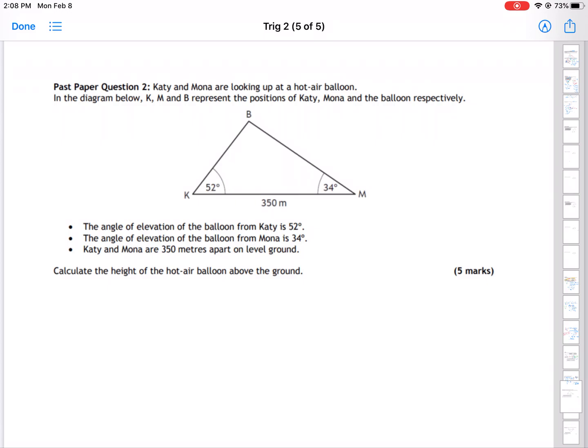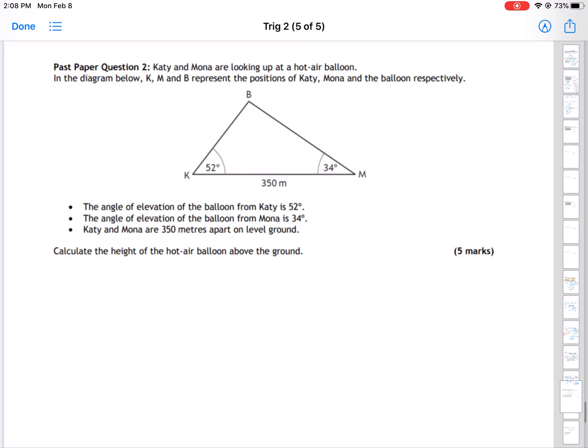So Katie and Mona are looking up at a hot air balloon, so K is Katie, M is Mona, and the balloon is represented by B. The angle of elevation from Katie is 52, so we can see down the left hand side it's 52, down the right hand side is 34. Katie and Mona are 350 metres apart along the ground, we can see that marked in the diagram. Calculate the height of the hot air balloon. So this one's quite a common question that you will see in past paper questions. So what we are ideally looking for is this height here.